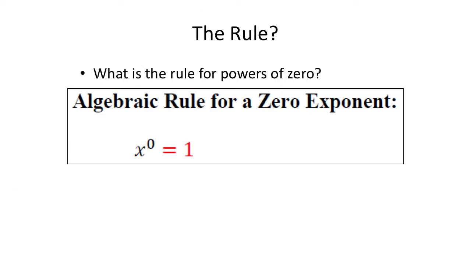There's the rule. Again, x right here is the base. It could be a letter, it could be a number, it could be a fraction, it could be lots of things. But if you take anything to the power of 0, automatically you end up with 1.